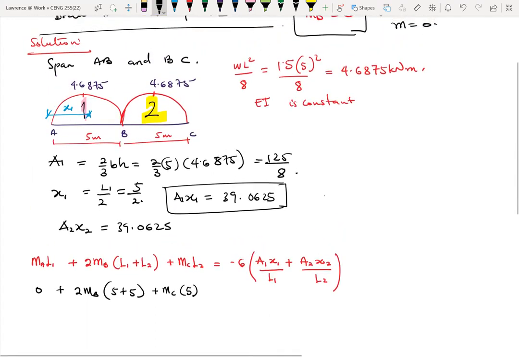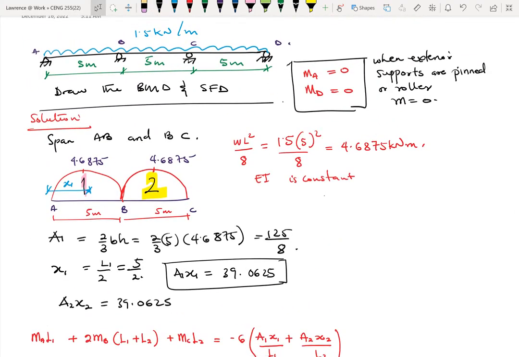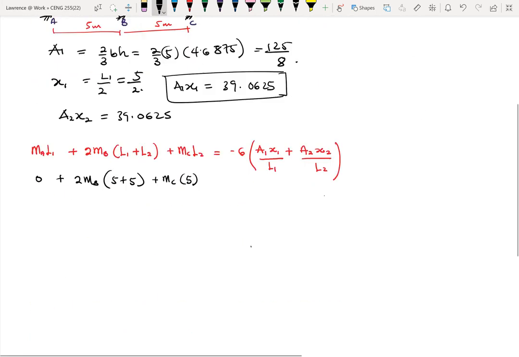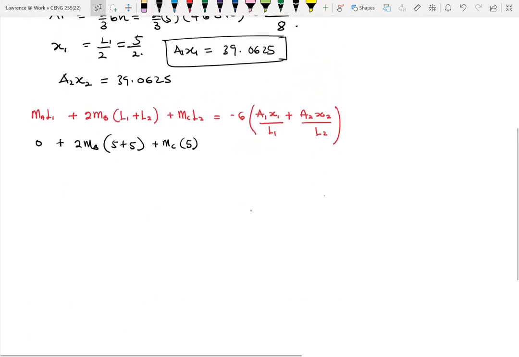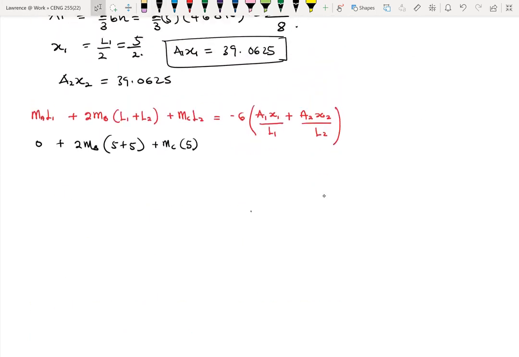Even though you've taken these 3 spans, and then we have C right here, always have in mind that C is not an exterior support. Yes, you've taken 2 spans, but from the main problem, C is an interior support. So C cannot be 0. It's important we take note of that.